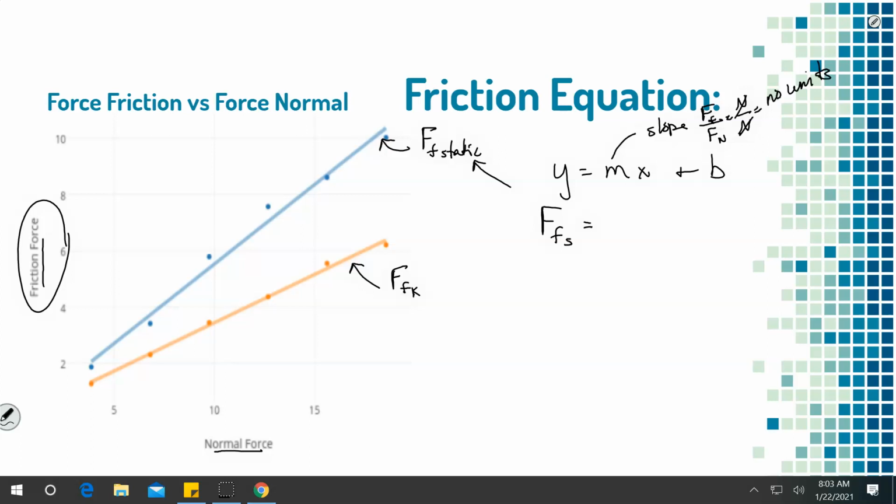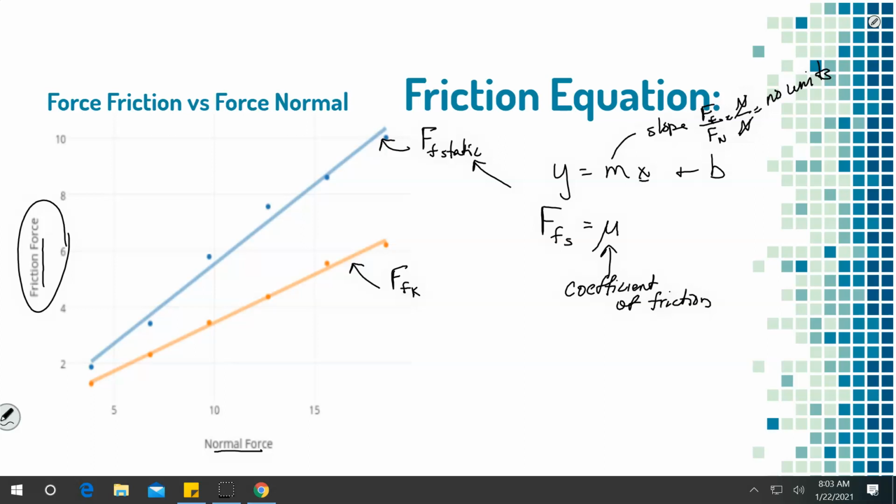Now, the slope, we give a special letter to it. This is that letter mu. It looks like that, okay? And that letter, we give it a special name. It is called the coefficient of friction. So in other words, this tells us about the roughness of the surfaces. The larger that value is, the rougher the surfaces are.